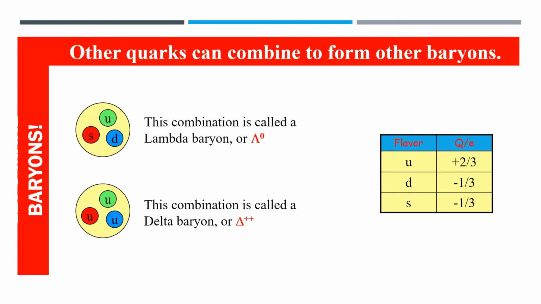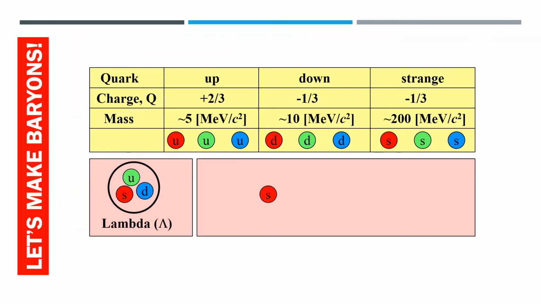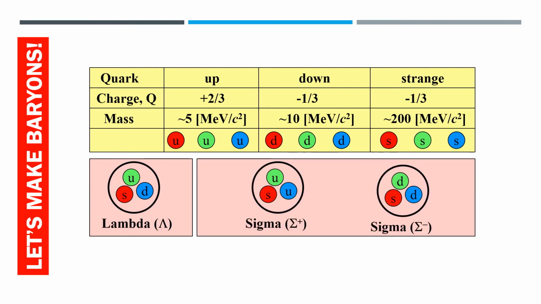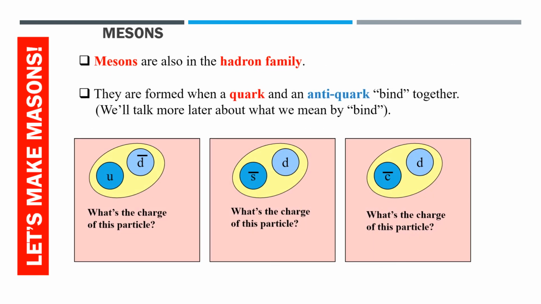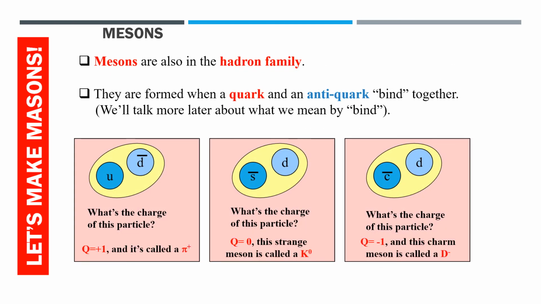There is lambda baryon, which is composed of one U quark, one D quark and one S quark. There is delta baryon consisting of three U quarks. One can always calculate their charges from the individual charges of U, D and S quarks. Similarly, one can explore the composition, the charge, the mass of other baryons like sigma plus, sigma minus, etc. Mesons are two quark bound systems having a quark and an antiquark. Here also we can find their charges by exploring the compositions of different kinds of mesons like pi meson, K meson, D meson, B meson, etc.